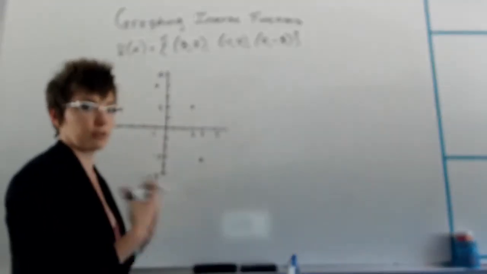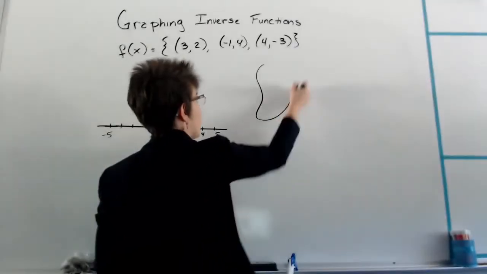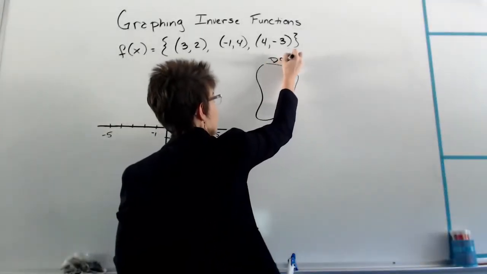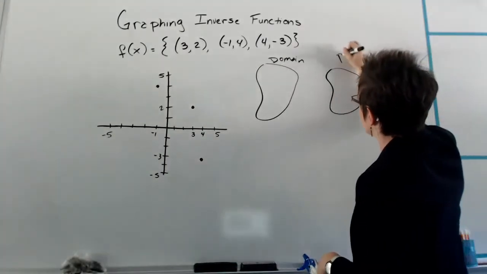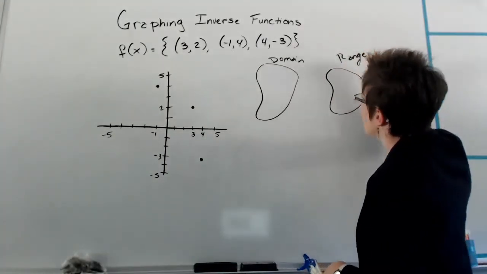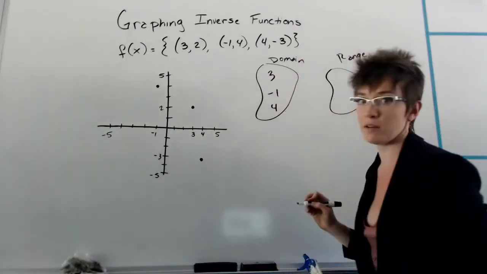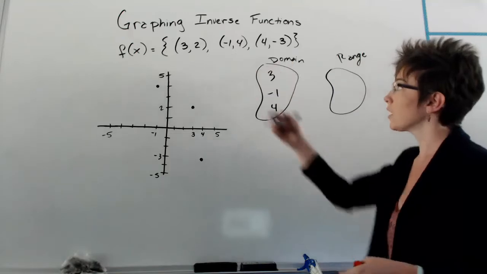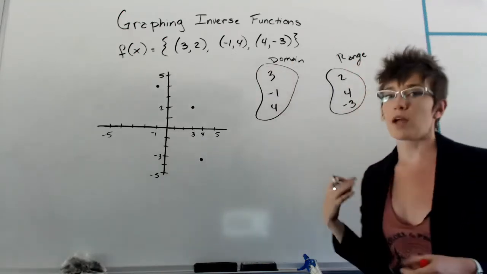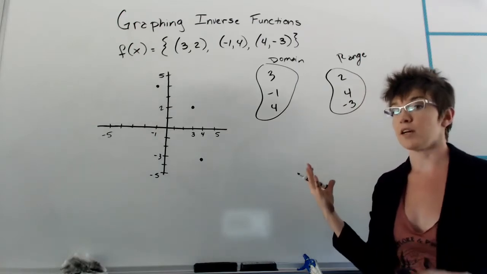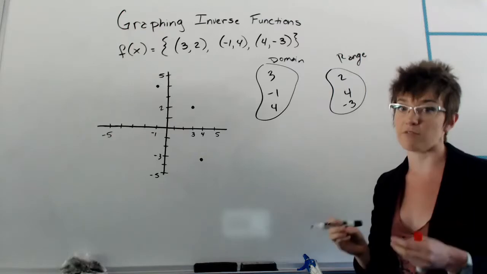So just to really clarify this idea, I'm going to throw a map up here where this is my domain. And this other will be my range. And 3, -1, 4 are in the domain. These are all the inputs here. And then my outputs are 2, 4, and -3. So again, I really like using this idea of a function map anytime that I'm trying to understand inverses.